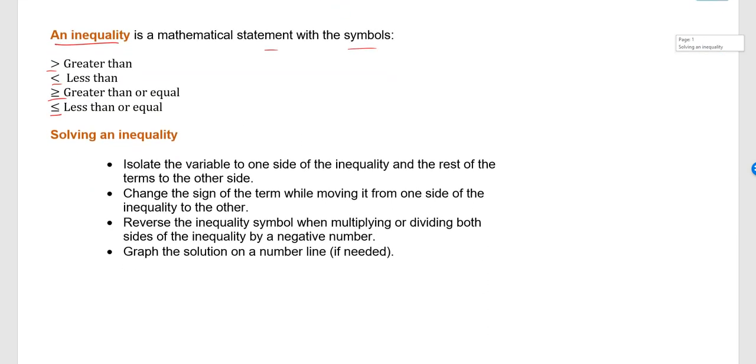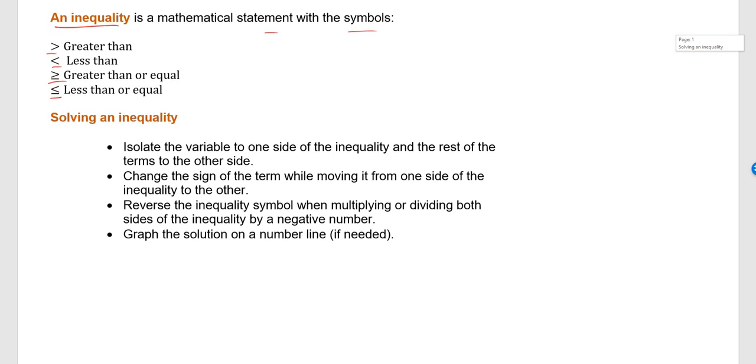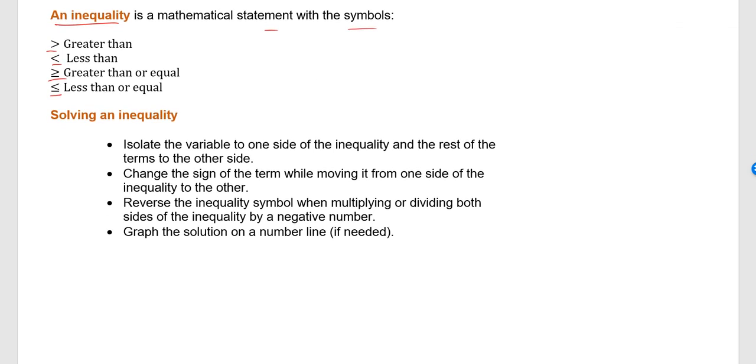Let's look at some quick steps in order to solve an inequality. First, you would isolate the variable to one side of the inequality, and then the rest of the terms, the non-variables, to the other side of the inequality. Then you would change the sign of the term while moving it from one side to the other. So if you're moving terms, you would change the sign similar to how you would do when solving an equation.